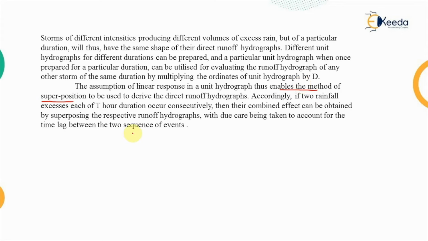Now what we do in this case, let's say this is the unit hydrograph that we are having. This is representing the discharge and time, and since we have removed the base flow, it will start from 0 and it will end at 0. So this is the D hour unit hydrograph.